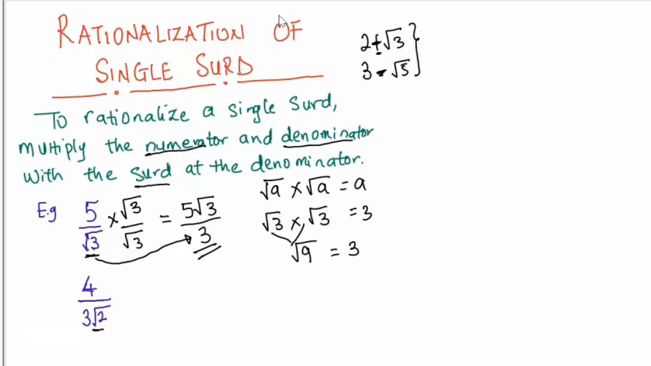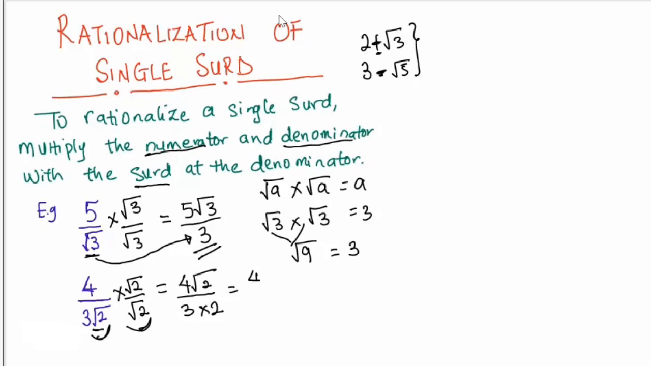Now coming to our second example, we have 4 over 3 root 2. Now the surd here is root 2. I'm going to use this root 2, not the 3, but just root 2 to multiply the numerator and then the denominator. So now for the numerator, 4 times root 2 gives us 4 root 2. Now for the denominator, we have 3 already. Now this root 2 times this root 2 will give us 2. So that's going to be 2.